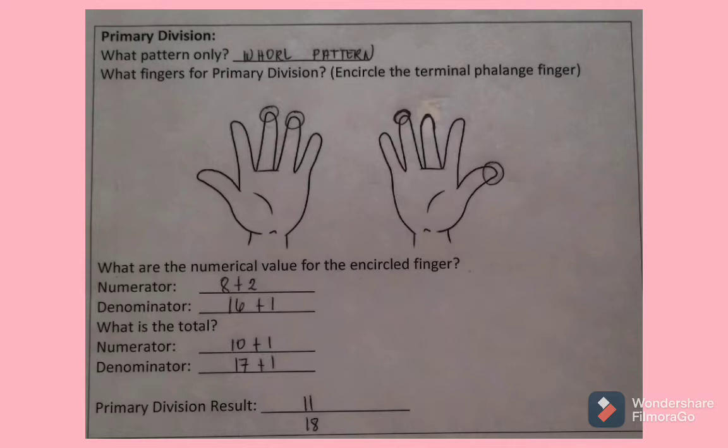But we should not forget the pre-established fraction 1 over 1. So we're going to add 1 on the numerator and 1 on the denominator. So the primary division result would be 11 over 18.